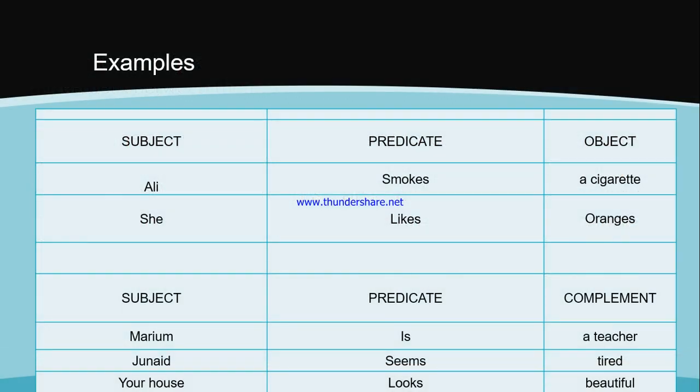Examples: subject, predicate, object. Ali smokes a cigarette. She likes oranges. Subject, predicate, complement. Mariam is a teacher. Junaid seems tired. Your house looks beautiful. Got it? Now you can see the difference between the object and the complement. If you just remove the object or the complement, you would feel incomplete. But if you have an object and the complement in your sentence, it would be complete and will be in a complete sense.